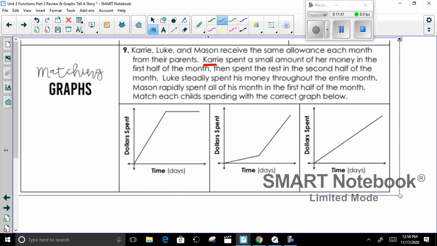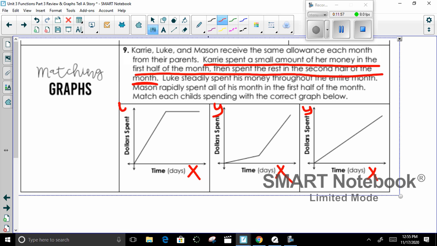It says, Carrie, Luke, and Mason receive the same allowance each month from their parents. Carrie spent a small amount of her money in the first half of the month, and then she spent the rest in the second half of the month. Well, let's look at our tables. Our x-axis is our time in days, and our y-axis is our dollars spent. So Carrie spent a small amount in the first half of the month, and then spent the rest in the second half.